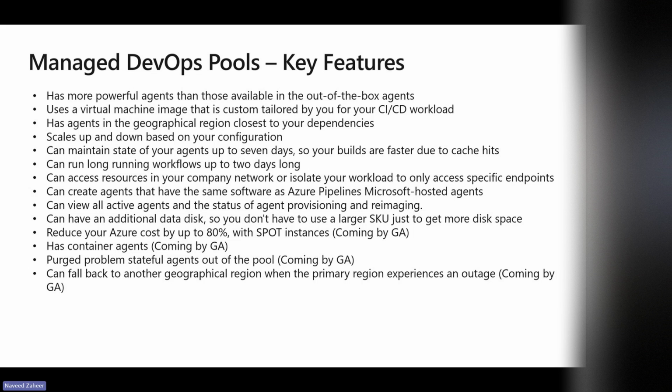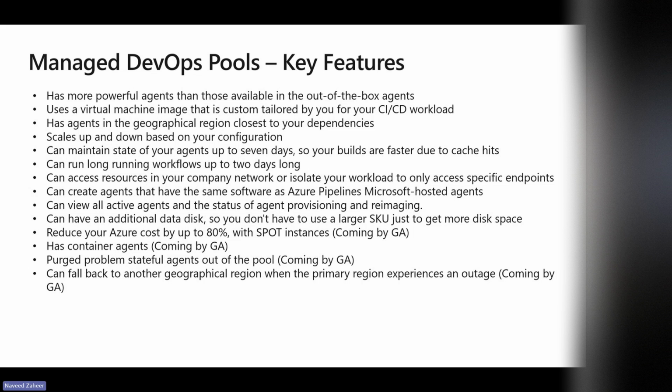If you're not aware, spot capacity or spot instances are based on the extra capacity that we have in our data centers, and you can take advantage of that capacity, but you should know that that capacity can be taken away at any time. But in any case, you can take advantage of that extra capacity, and that's what spot instances is. So you will be able to use it by GA, and then you can have container agents as well.